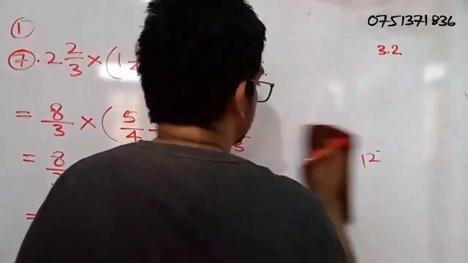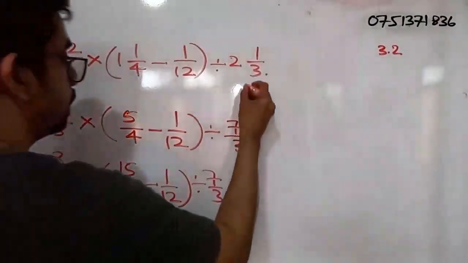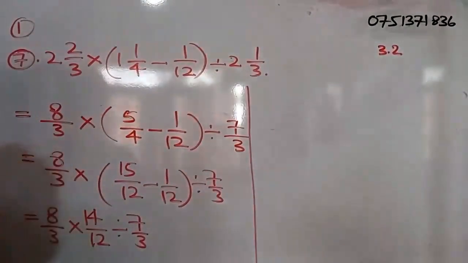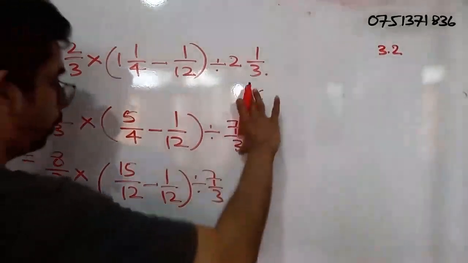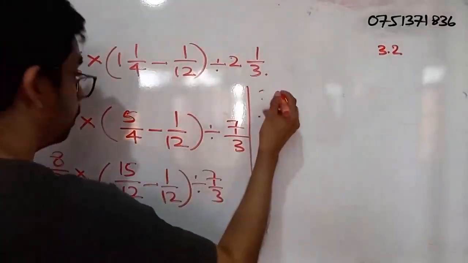So I will continue from this side of the board, right? So we know multiplication and division, those two mathematical operations have the same priority. So when both of them are present, we have to start the simplification from the left side and work our way to the right side, right? So I will continue the simplification from this side of the board.